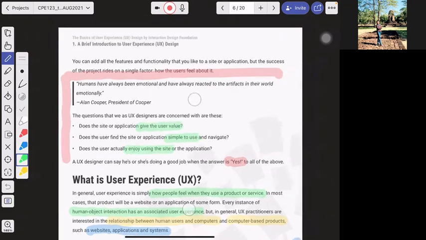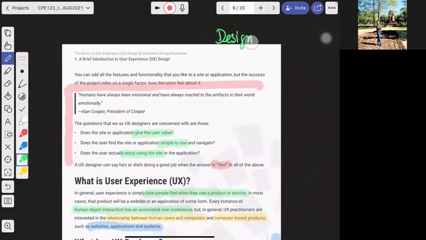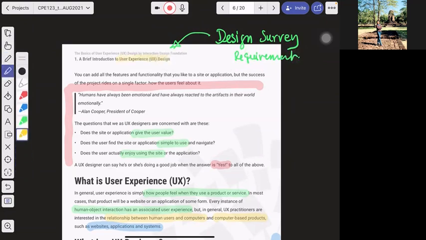Nowadays we frame those keywords. When we design or survey the user requirement, we name it a new term like user experience design. So, the brief introduction of user experience design: you might think about human emotions, or whatever artifact or objects that people interact with. The artifact is an object, and humans interact with the real world emotionally.